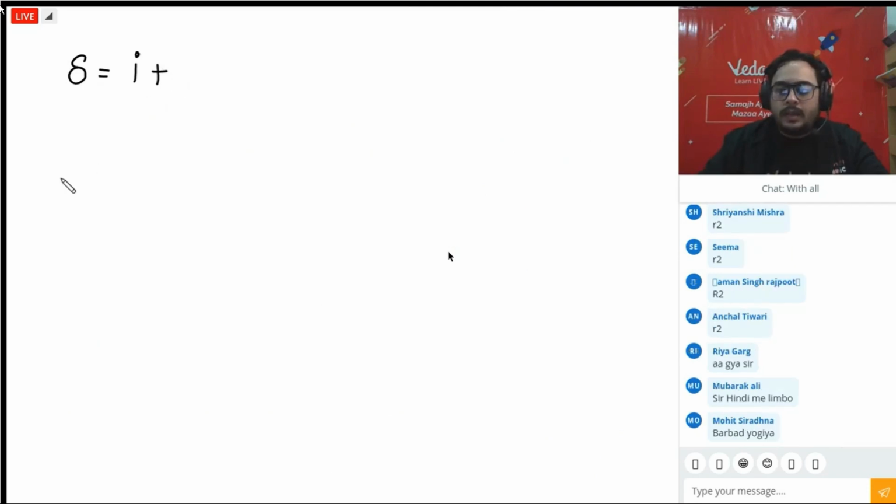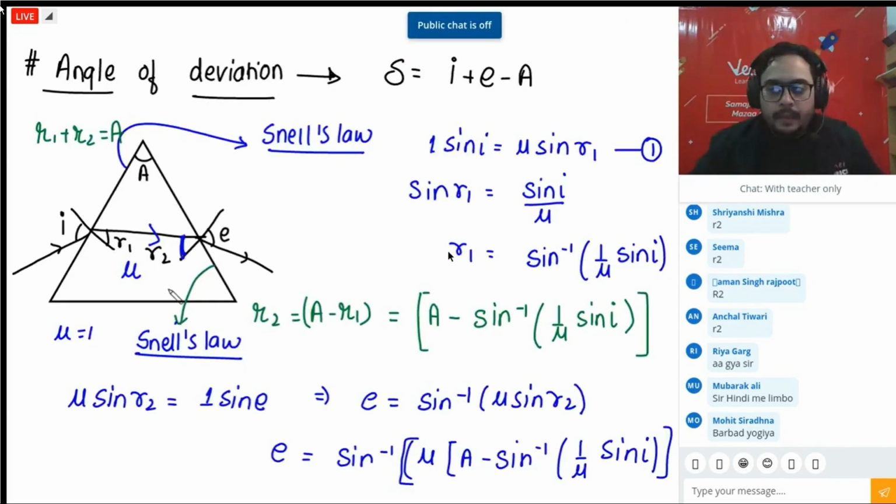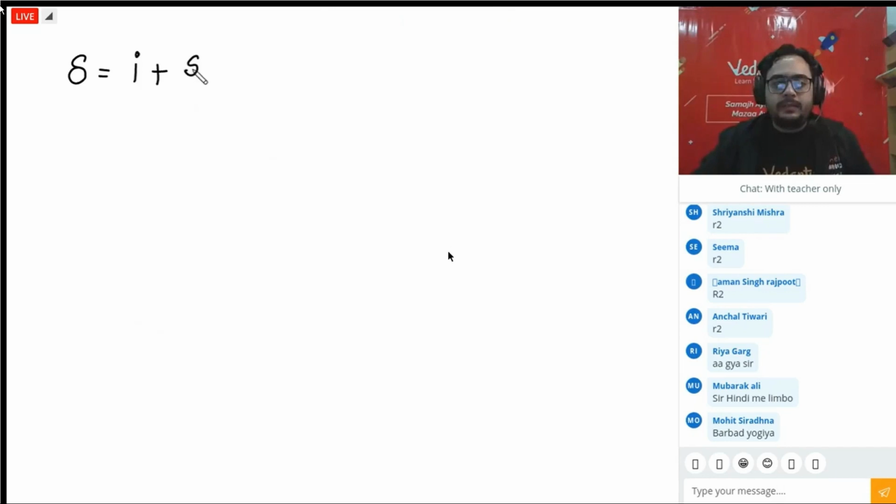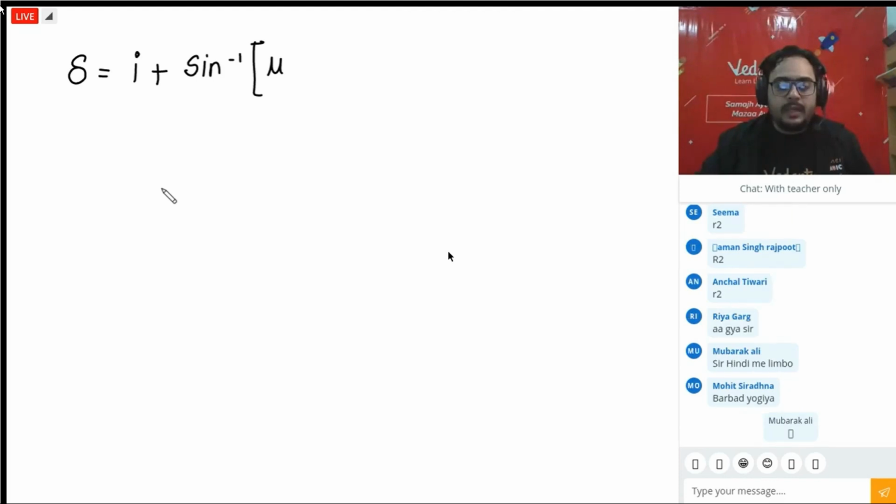हिंदी में लिम्बो. हाँ मुबारक जी, I will limbo in Hindi also. Have patience. सब्र करो. So it is sine inverse mu. What was it? Sine inverse, याद ही नहीं हो पा रहा.